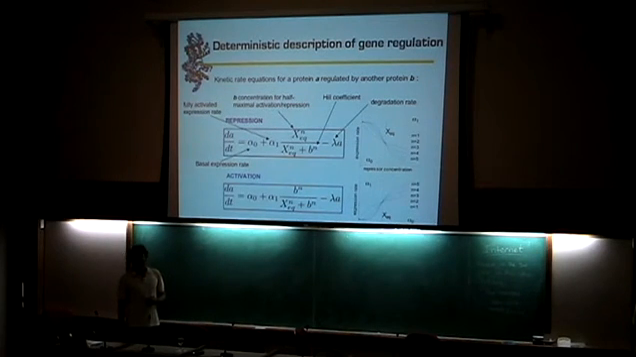Now, just to finish for today, I'm going to start showing you guys how you usually model this kind of network in a deterministic way. This is usually what people do. You write down these kinetic rate equations, where you have a basal expression rate and a fully induced expression rate that's modulated by this Hill function over here.